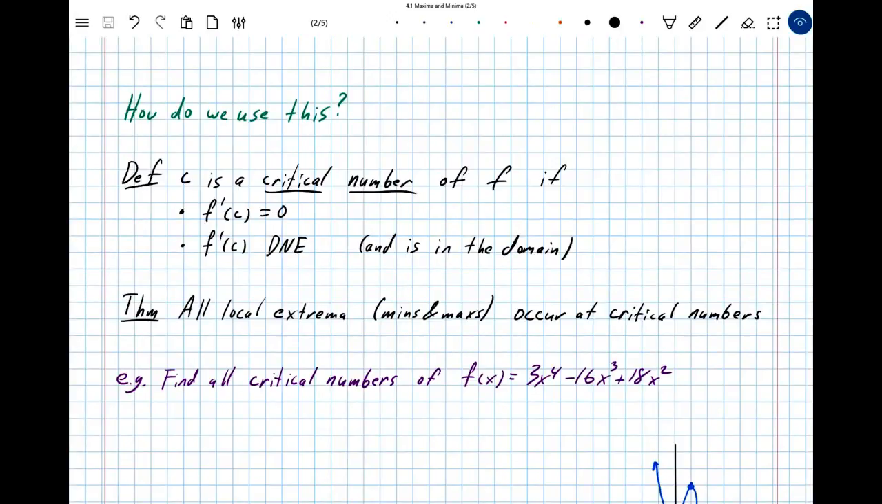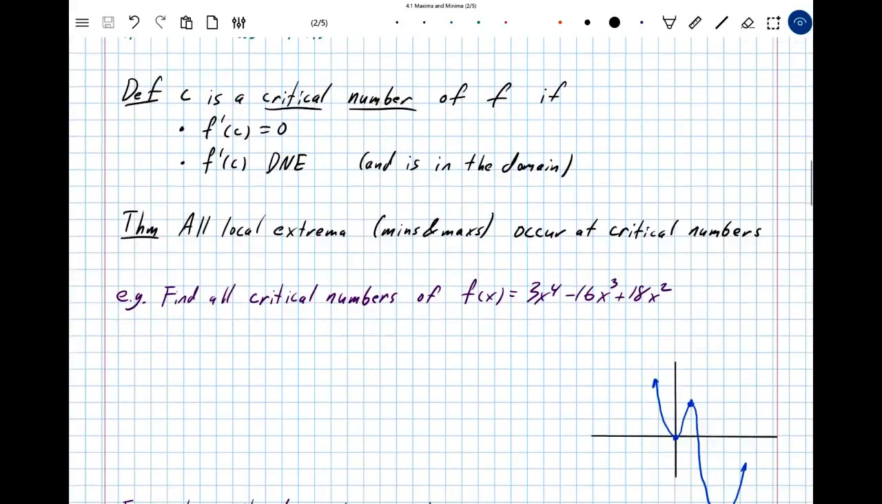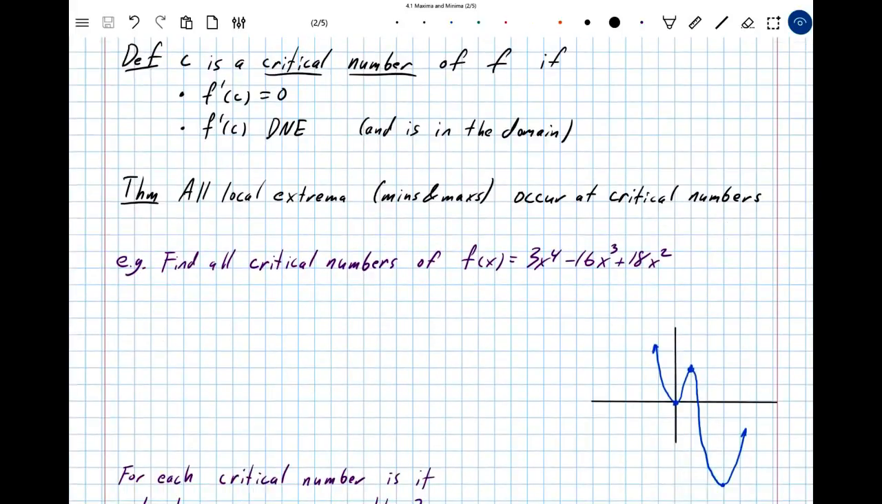So let's actually do this using some calculus. This is what we've been leading up to, one of two main things we're leading up to. Let's find all the critical numbers of 3x to the fourth minus 16x cubed plus 18x squared. All right, well, it's Calc 1, I bet we're taking a derivative. Let's give this a try.